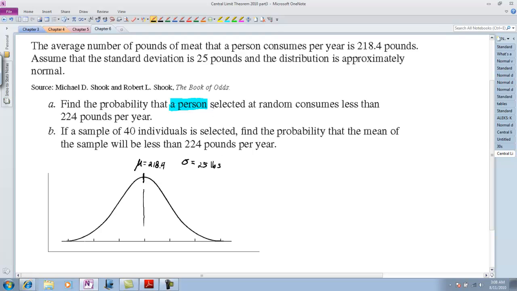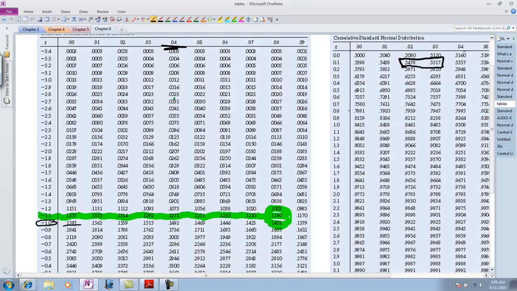Now, based on that, since part A is only interested in a single person, I don't use the central limit theorem on this. I just go, here's the z-score. They want less than 224, so my value of interest, which is the cutoff value, is 224 minus 218.4 divided by 25. And when you do the math on it, you get 0.22. And if you have 0.22, then you can go to the table and look up 0.22.